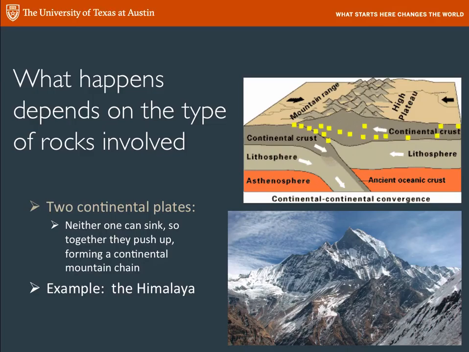Now, the other possibility, of course, is that both plates are continental plates. And in that case, the continental plates are both too buoyant and too thick to subduct. And so the only place to go after that is up. So here's an example of continent-continent convergence. Now, what you see in this picture is the leading edge of ancient oceanic crust has been completely subducted, and following behind it, a continent came along, but the continent can't be subducted, and so it pushes against the other continent and forms a very tall, rugged mountain range, such as the Himalayas.